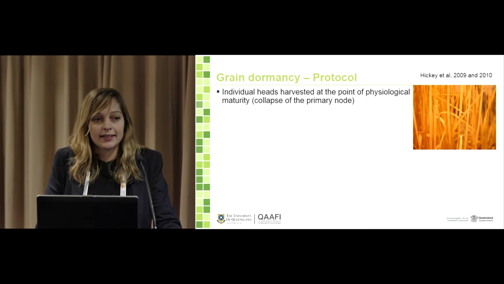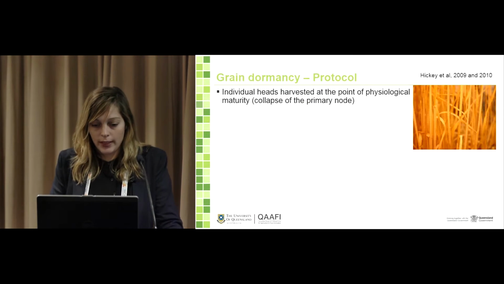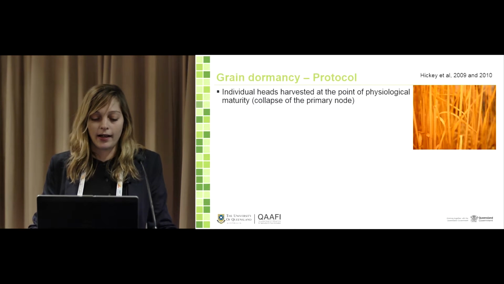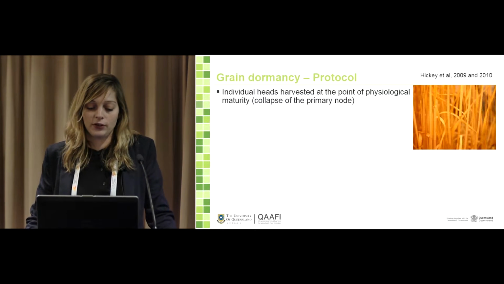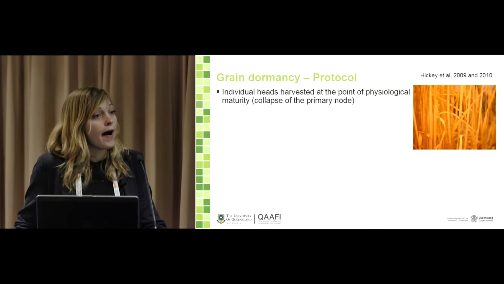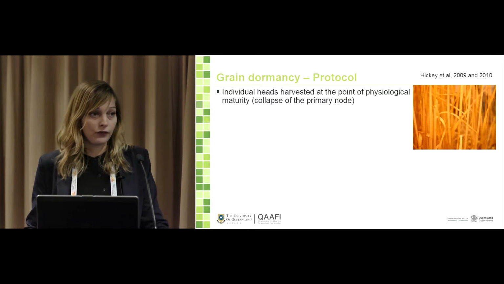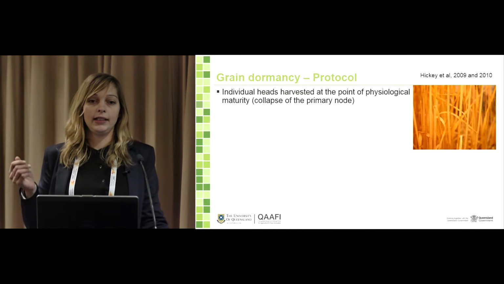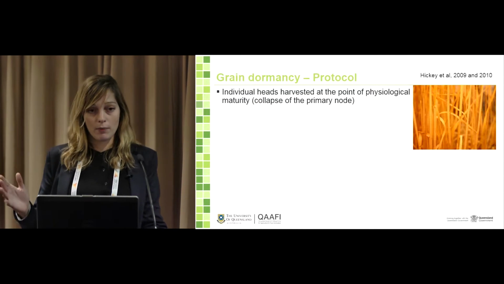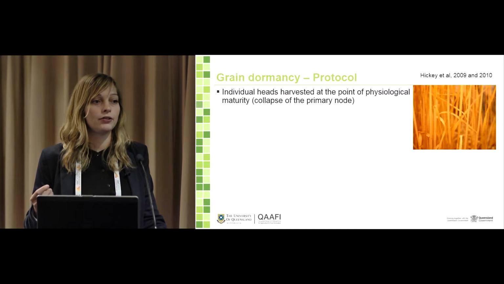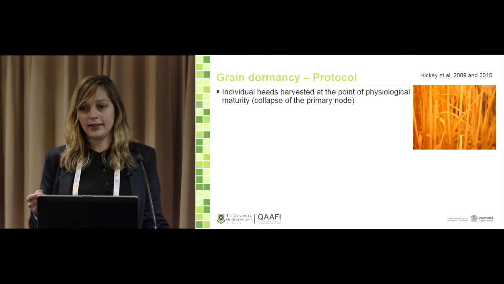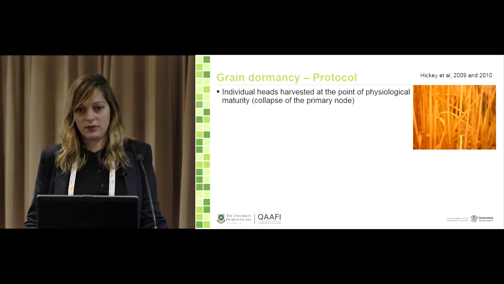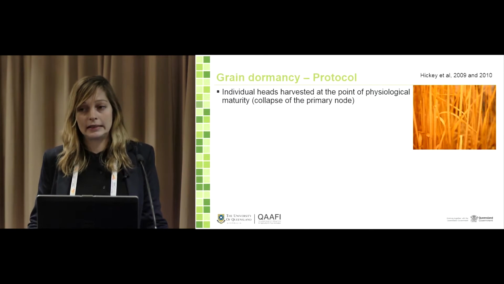So here are the main steps of the protocol that we developed. The individual heads are harvested at the point of physiological maturity. We are using the collapse of the primary node. If you look at the picture, it's actually linked to the maturity, and it's just an easy way to detect when the plant is mature. And it just makes our life easier because it requires less skill.